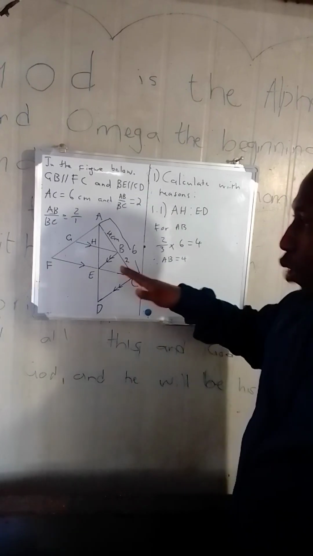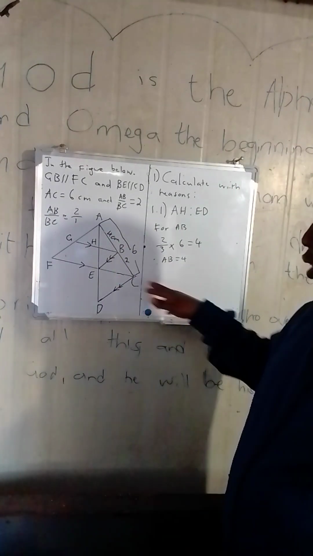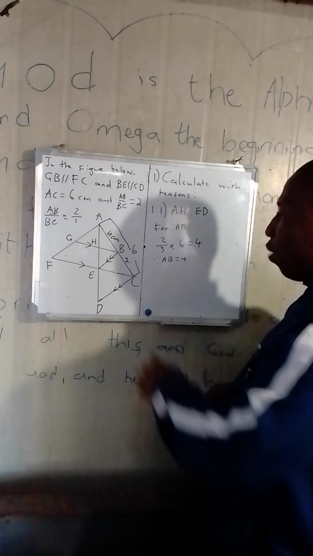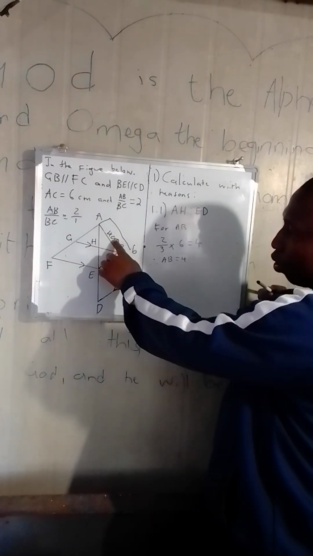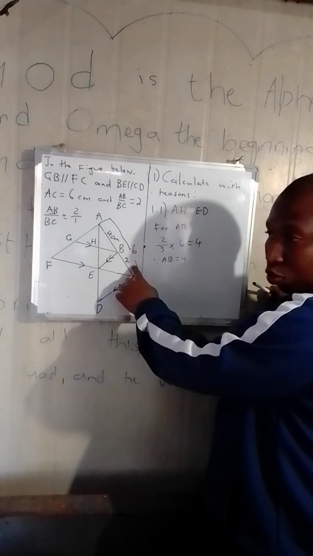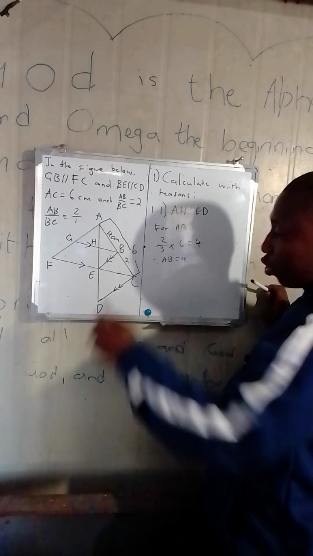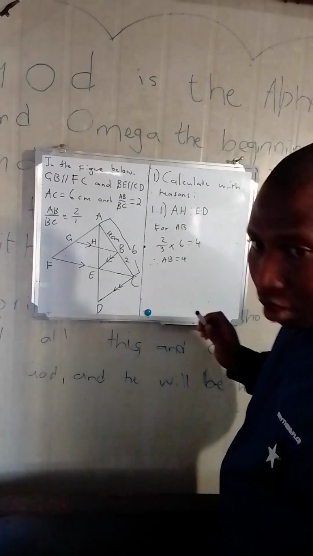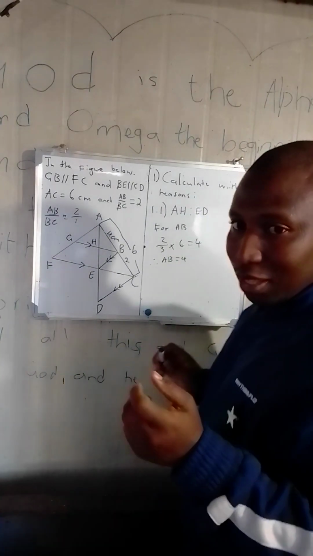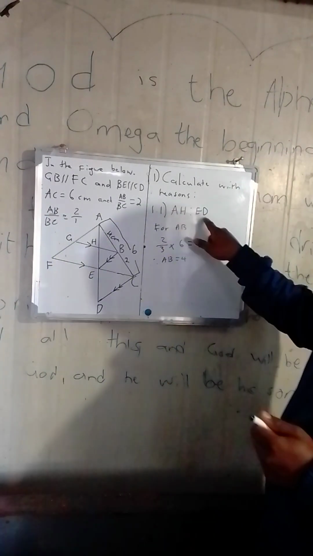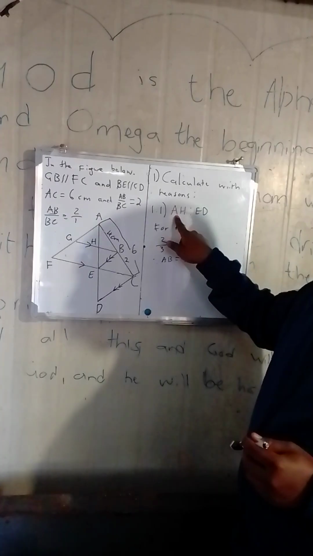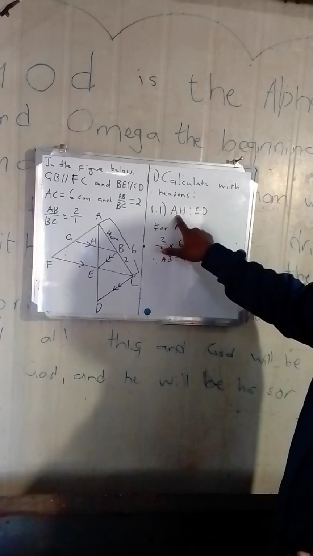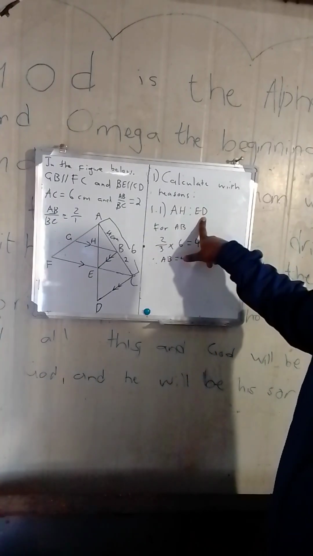Same thing applies to AB. Look at the way I've done it. You've seen how I found AB and BC. If you say AB is to BC, it's 4 is to 2. So 4 divided by 2 is 2, so the ratio is 2 over 1. You understand? That's how we do it. To find the ratio of AH to ED, we must find the value of AH and the value of ED.